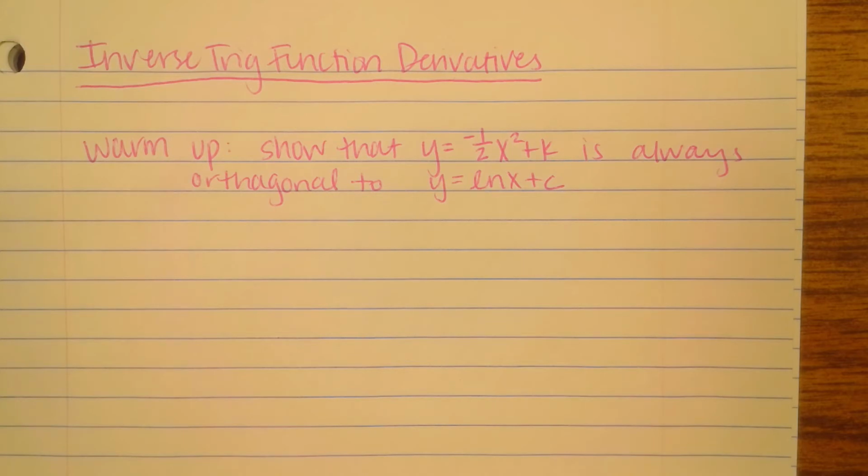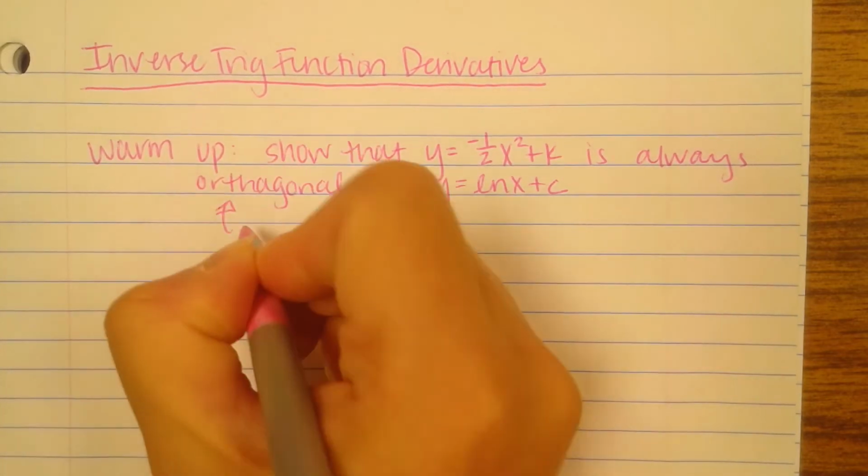So for our warm-up, before we actually get started on that, this is just an application problem that I think I got off of a free response question for an AP test or something along the line. So our question today is show that this curve, y equals negative 1/2 x squared plus k, is always orthogonal to this other curve, y equals natural log of x plus c. What that means, if we're thinking about how to approach this problem, is that orthogonal means it's always perpendicular.